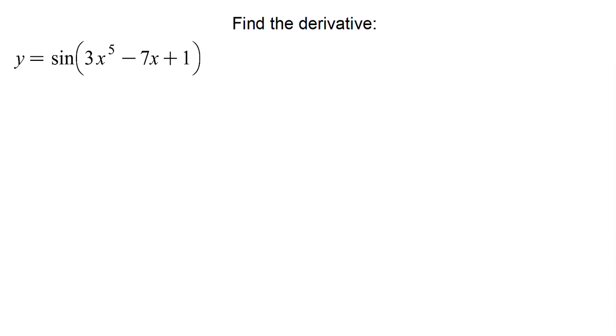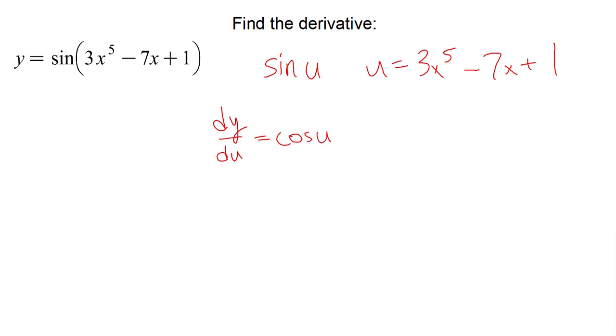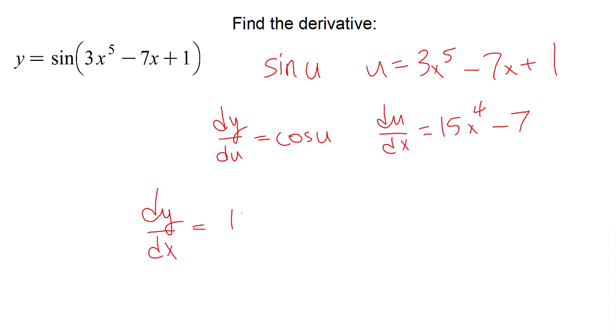For number 8 here, we're just going to rewrite this using the chain rule. We've got sine of u, where u is 3x to the 5th, minus 7x plus 1. The derivative of our sine u is cosine u. The derivative of our 3x to the 5th is 15x to the 4th. And then we have a minus 7, and then the plus 1 goes away because the derivative of a constant is 0.